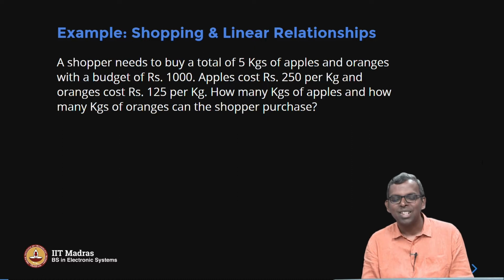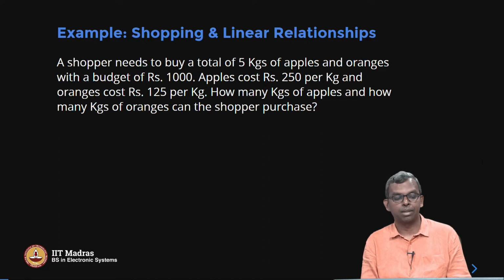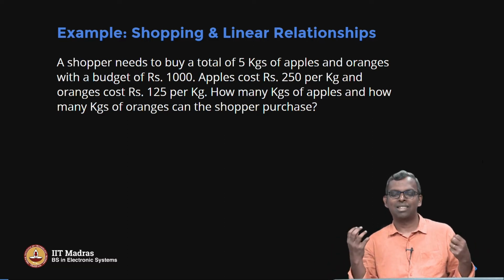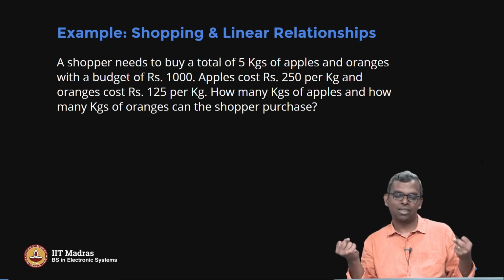So that's it. So there is a cost per kilogram for the apple, which is 250. Slightly expensive apple, maybe imported variety, who knows. And then oranges cost rupees 125 per kg, slightly cheaper than apples. You get a lot of oranges here in India as well. So this is the situation here, and the question is, how many kgs of apples and how many kgs of oranges can the shopper purchase? Okay, so there are a lot of quantities here. There are apples, oranges. Total is 5 kg.